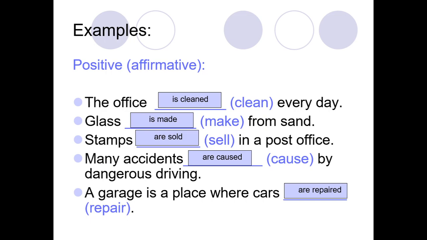Let's see some examples. Positive or affirmative form. The office is cleaned every day. Glass is made from sand. Stamps are sold in a post office. Many accidents are caused by dangerous driving. A garage is a place where cars are repaired.